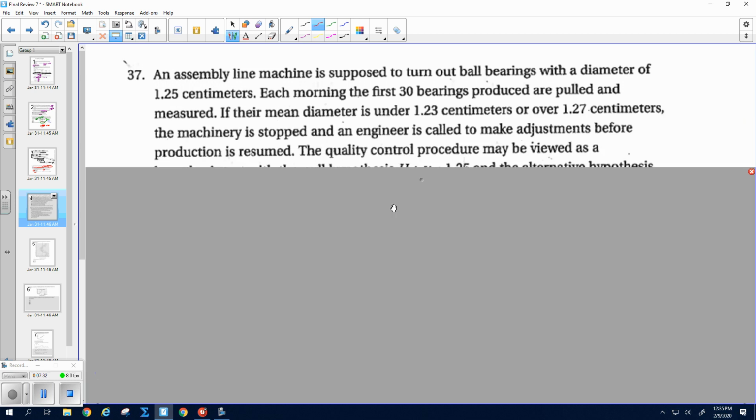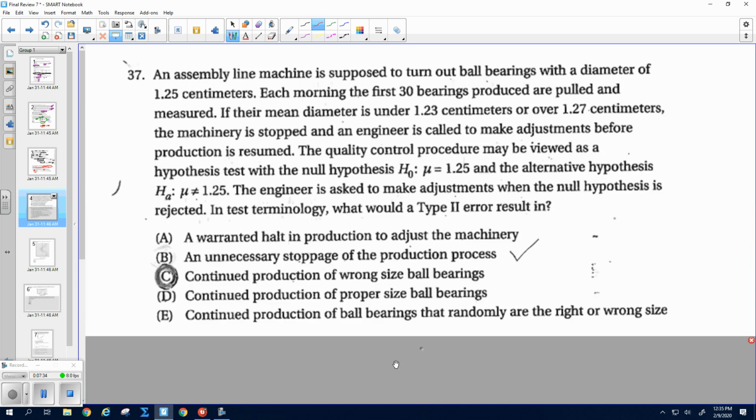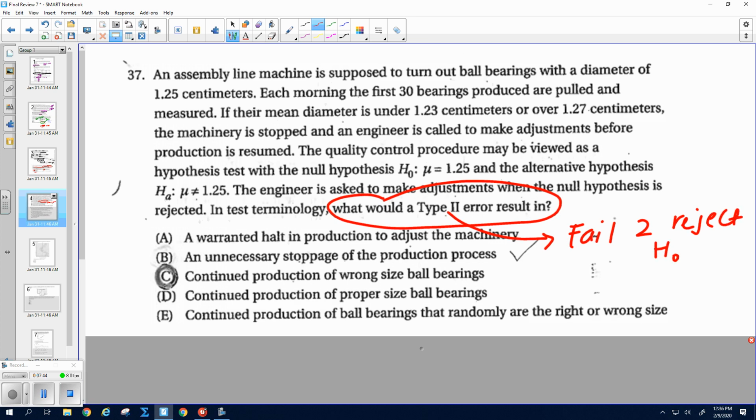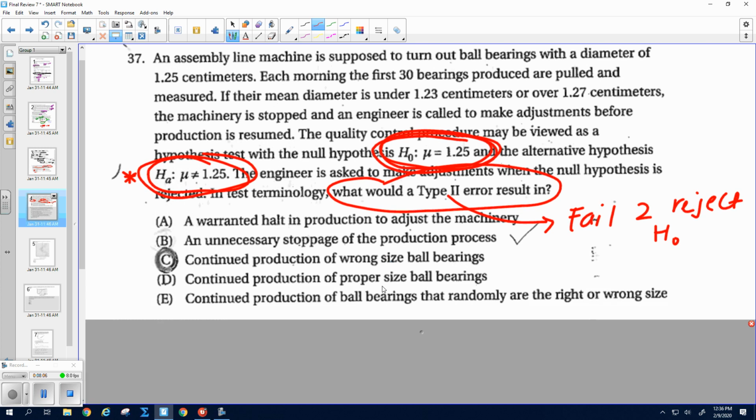37. All right, so do you know your definition of a type 2 error? You want to memorize that type 2 means fail to reject the null when we should have. So if I failed to reject the null, my math told me that this was true, but in reality, this was true. So the alternate is actually true. So what happens is we continued to produce the wrong size ball bearings because we thought we were good, but in reality we weren't. So we're producing the wrong size. So C is correct for 37.